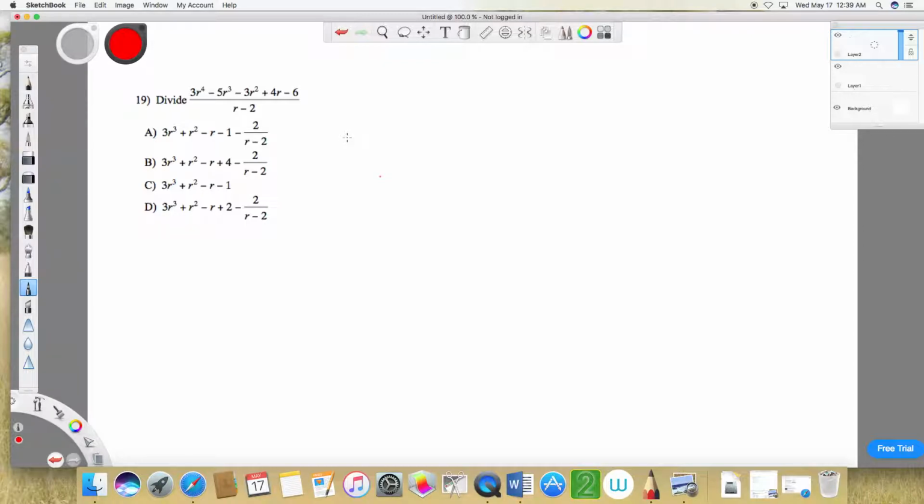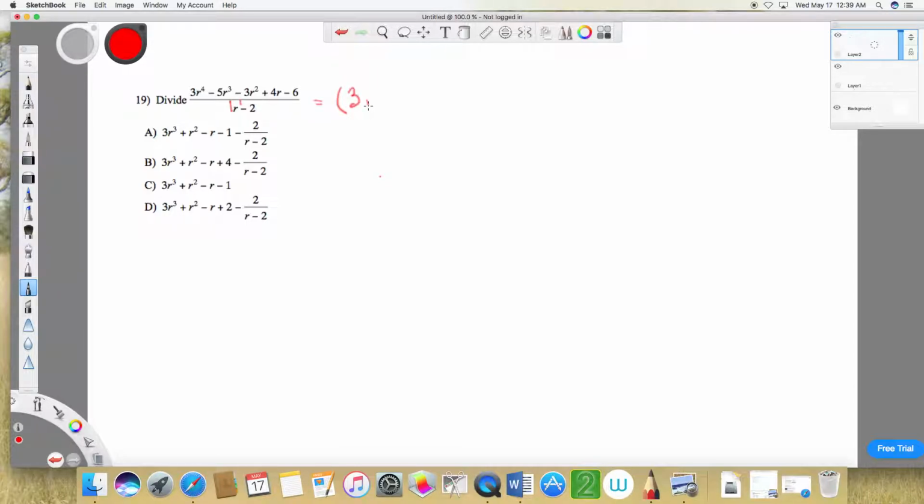Now, we could do it long division. However, since the coefficient in front of this variable is 1, and since the exponent is 1, we're allowed to use synthetic division.